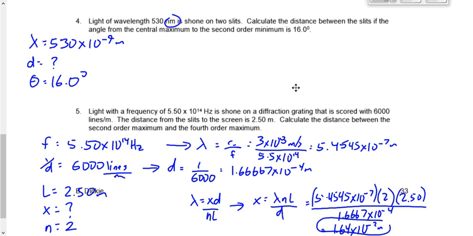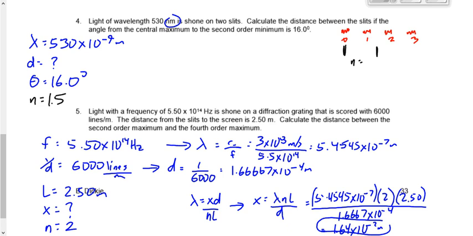The angle from the central maximum to the second order minimum. Central maximum to the second order minimum. What would n be there? 2? What is it doing? 1.5, right? Going from 0 to 1.5, we're going to say n is 1.5.